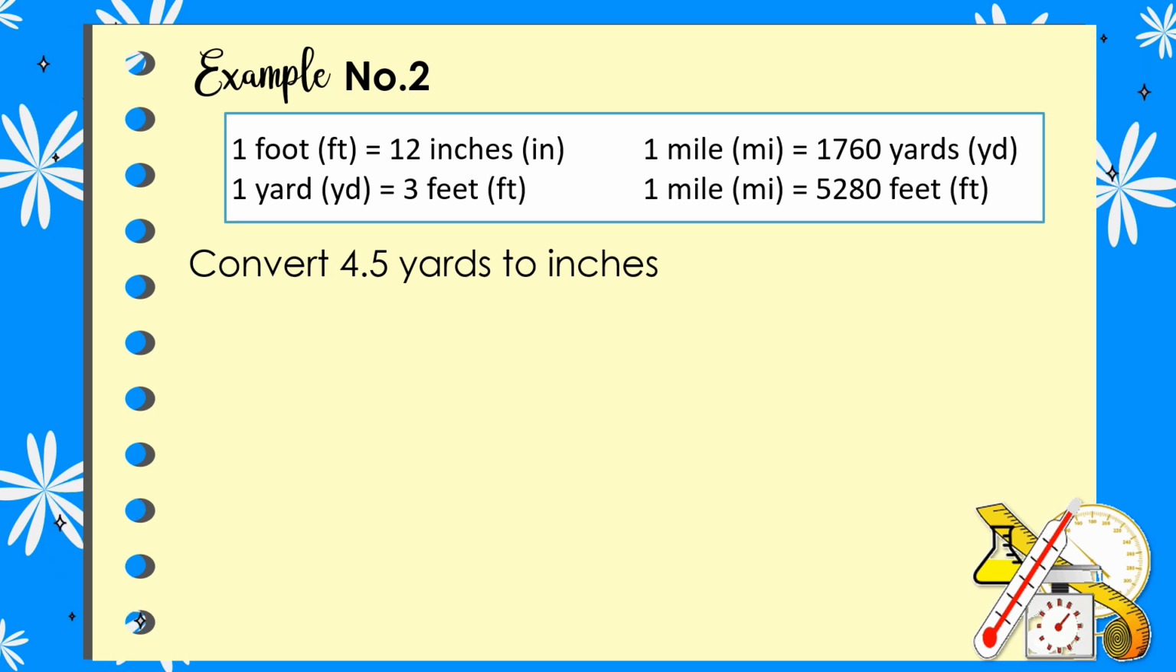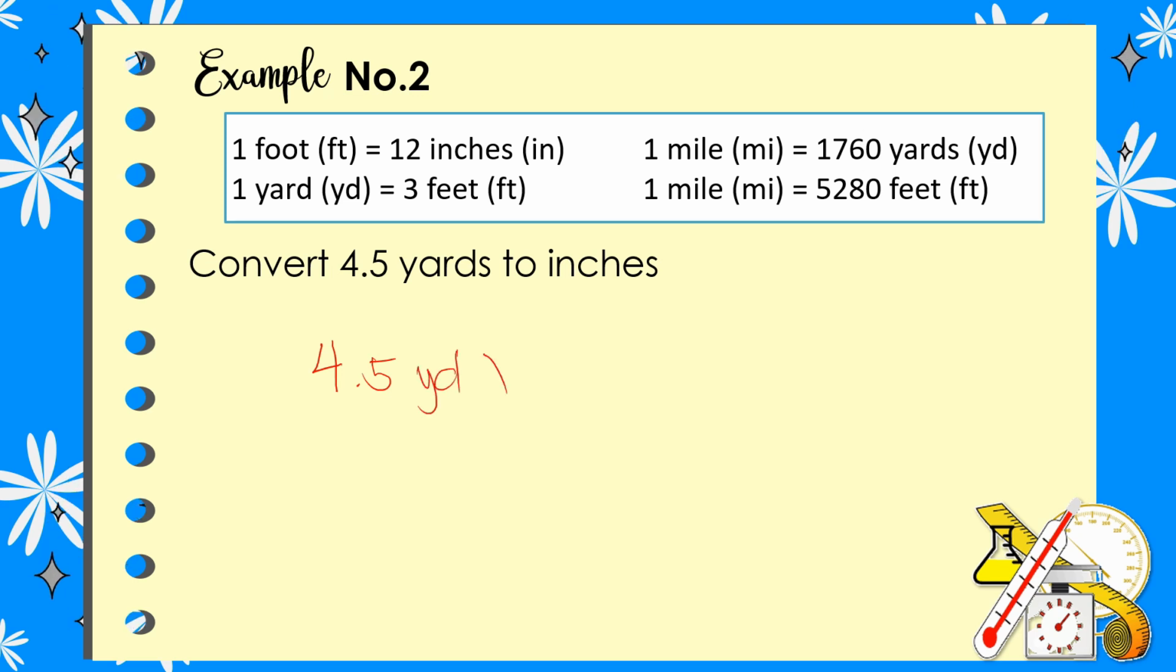Example number 2. Convert 4.5 yards to inches. So, hanap tayo ulit ng converting factor na akma sa ating tanong. So, kailangan natin ng yards. Pero walang diretsong yard papunta sa inches. So, ang gagamitin muna natin is yung yard to feet and then foot to inches mamaya. So, iset up na natin ang ating converting factors into ratio.